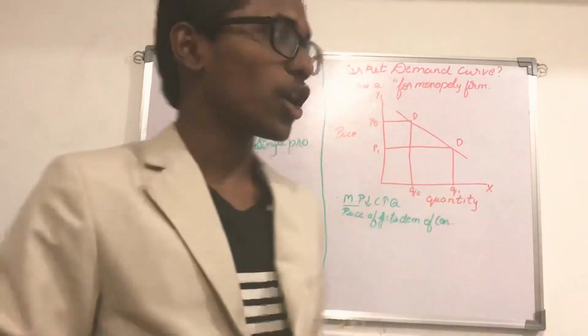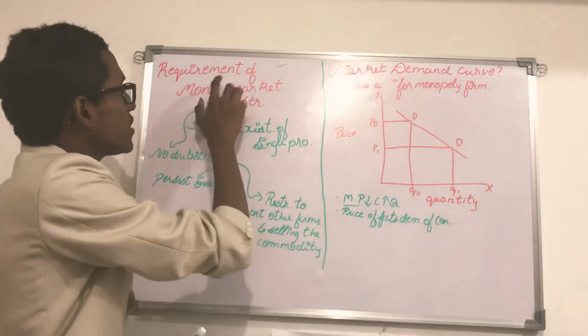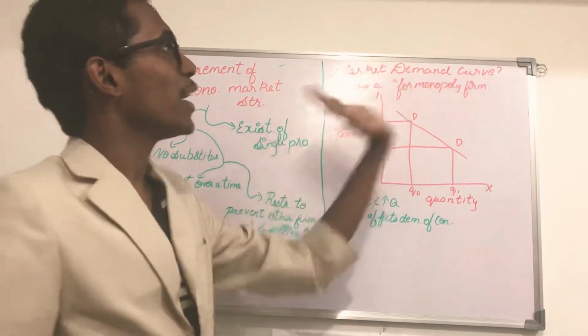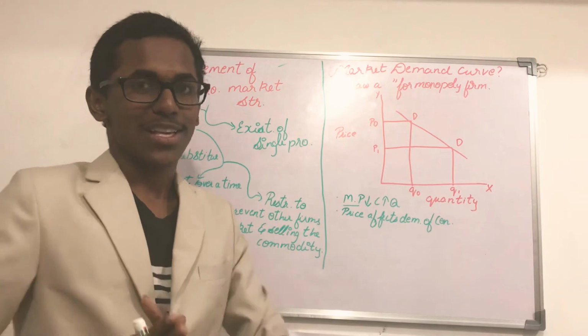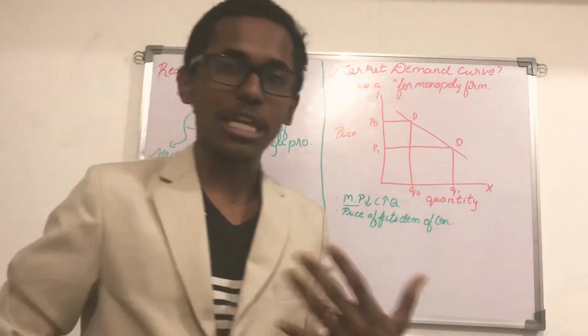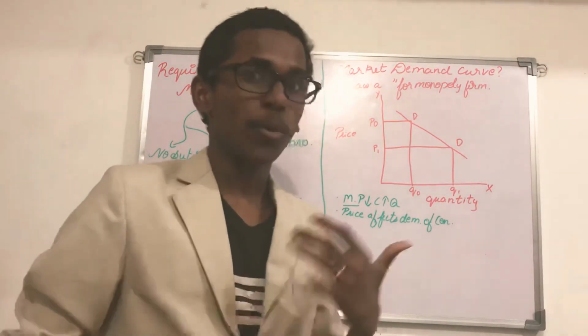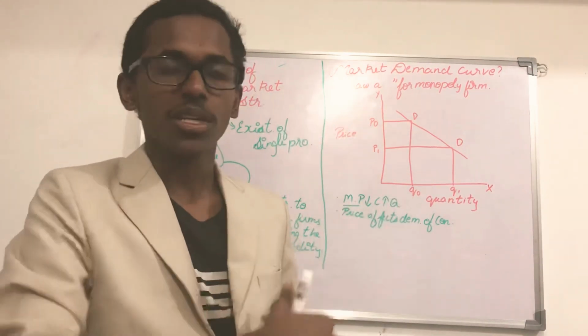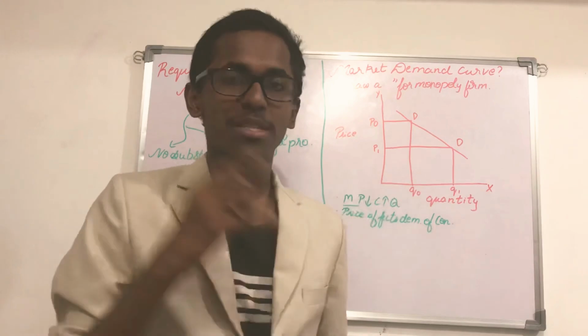Today in this part 2 video, we discussed the requirements of the monopoly market structure, then what the market demand curve is and how to draw it for the monopoly firm. Hope to see you in my next video, part 3, where we will study oligopoly and further distinctions in market structures in depth.